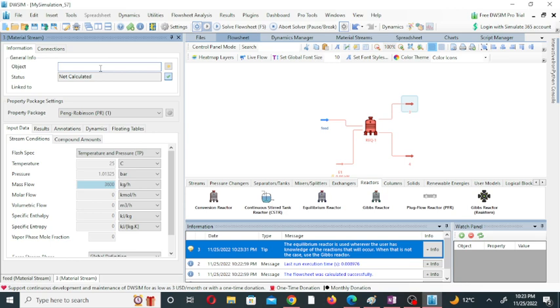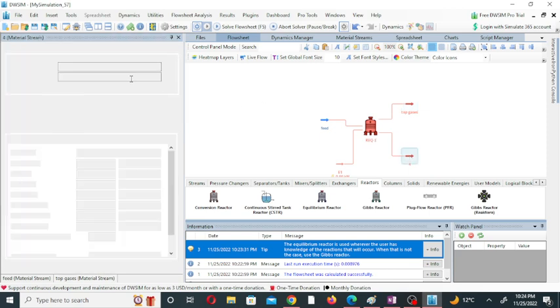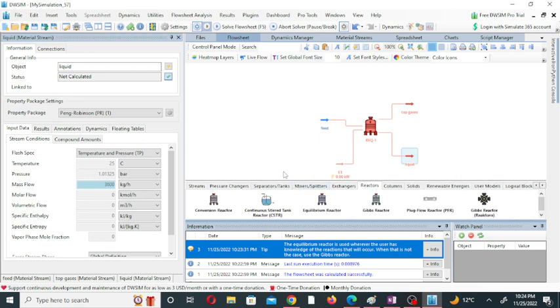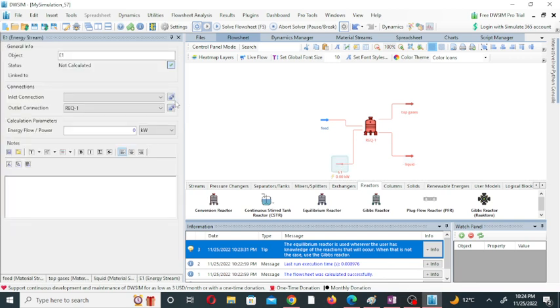Top product gases, and this is the bottom liquid. Click on the bottom, enter it, and this is the energy stream. E1 is the energy stream, so I'm changing its name to energy, enter it.